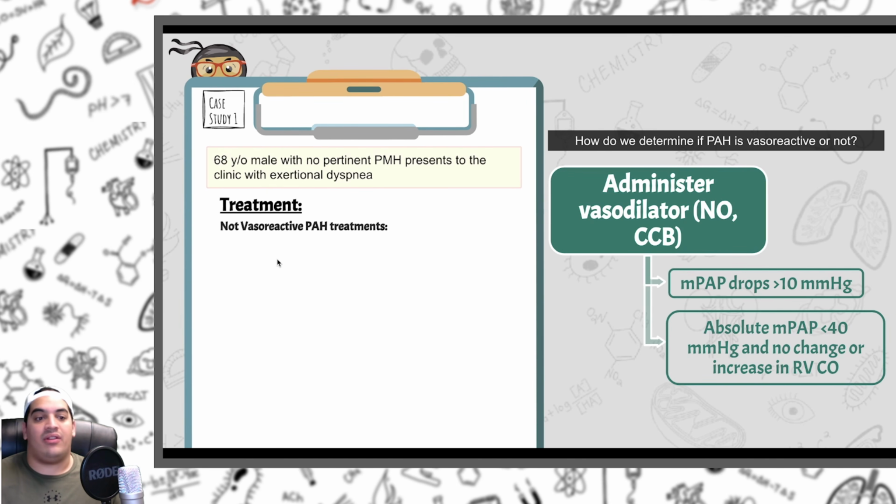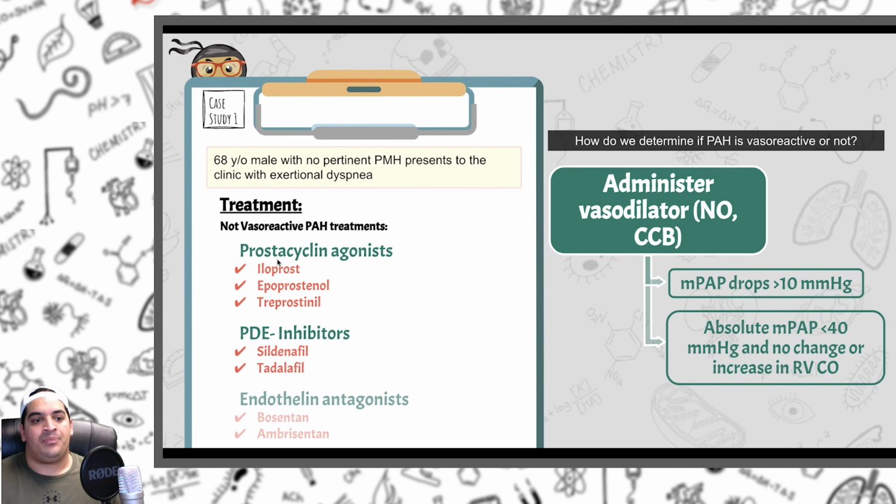If they failed the vasoreactive test, then we would use other types of analogs. So nitric oxide analogs, prostacyclin analogs, endothelin receptor antagonist types of drugs. For prostacyclin agonists, we would use things like iloprost, epoprostenol, treprostinil. If it's PDE inhibitors, these are going to be things like sildenafil, tadalafil. And if it's endothelin antagonists, this would be like bosentan and ambrisentan. Okay, so these were the drugs that I would use if it's not a vasoreactive type.